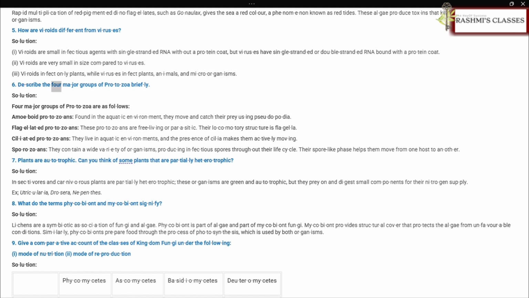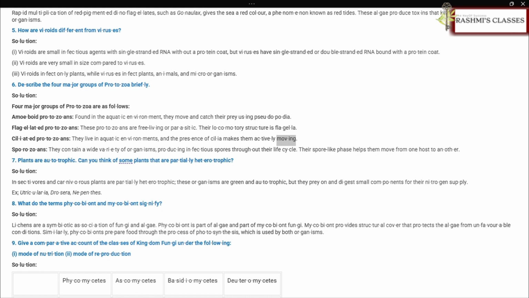6. Describe the four major groups of protozoa briefly. Solution. Four major groups of protozoa are as follows. Amoeboid protozoans, found in the aquatic environment, they move and catch their prey using pseudopodia. Flagellated protozoans, these protozoans are free-living or parasitic. Their locomotory structure is flagella. Ciliated protozoans, they live in aquatic environments, and the presence of cilia makes them actively moving.